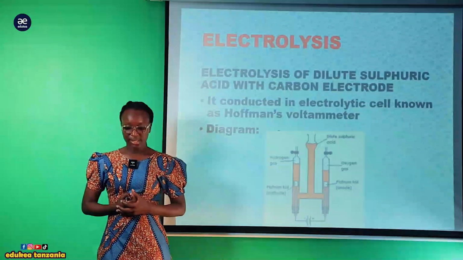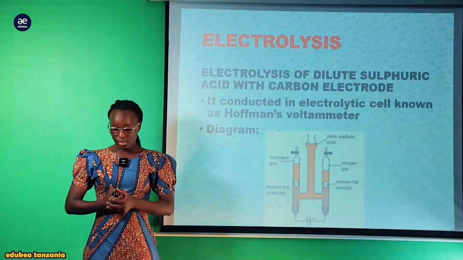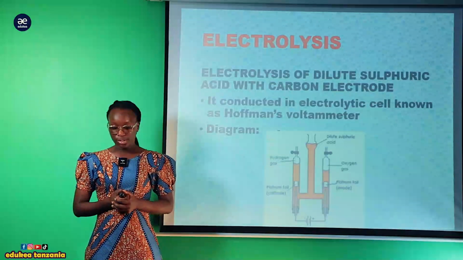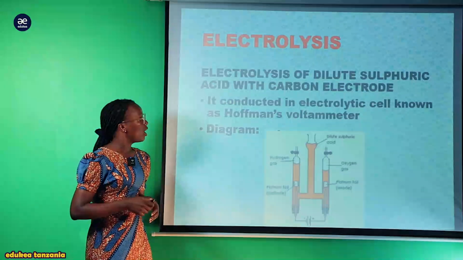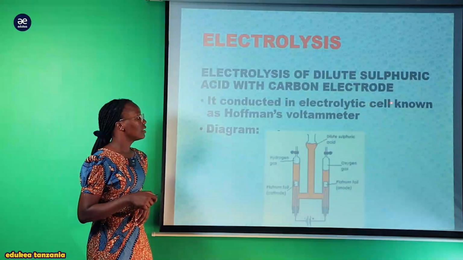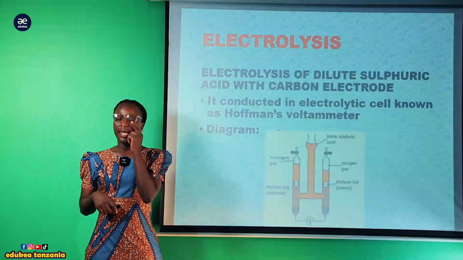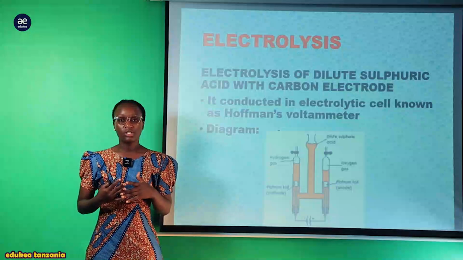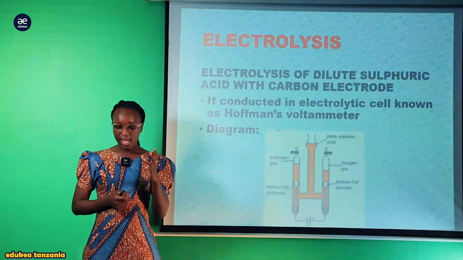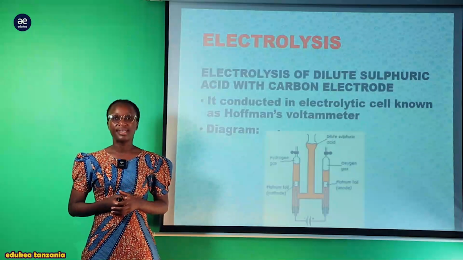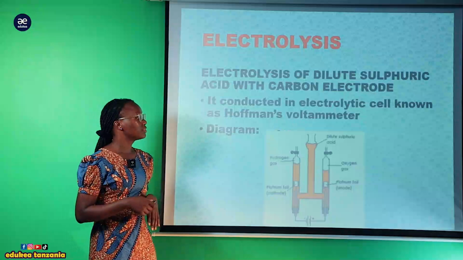Now my students, let us see another selected electrolysis of an electrolyte, which is the electrolysis of dilute sulfuric acid with carbon electrode. Now it is conducted in the electrolytic cell known as Hofmann's voltameter, kwamba hii electrolysis ya dilute sulfuric acid yenyewe inakuwa conducted katika kifaa kinachoitwa Hofmann's voltameter.